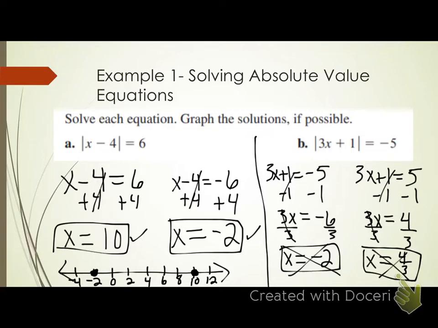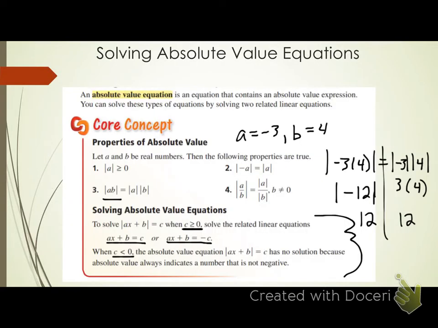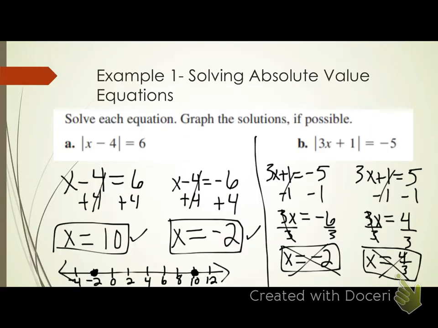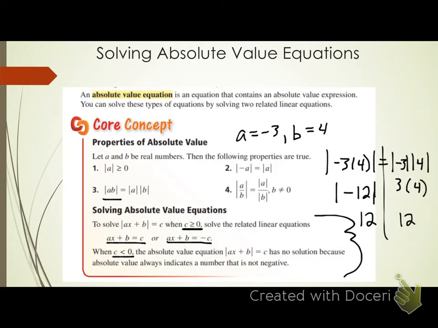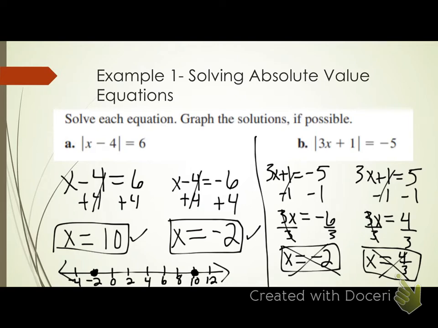Can anyone find our mistake here? What about our C value on this slide? What did it say about our C value? In order for us to set up two equations, our C value has to be greater than or equal to 0, correct? Is that the case here? Is negative 5 greater than or equal to 0? No. What does it say happens if C is less than 0? That's no solution. Boom. We didn't need to do any of this work.